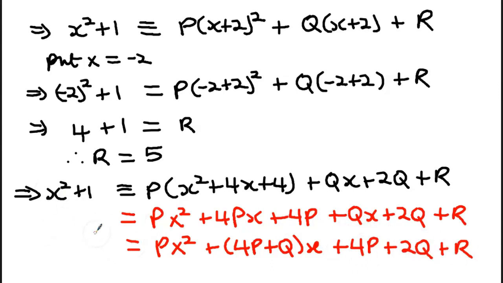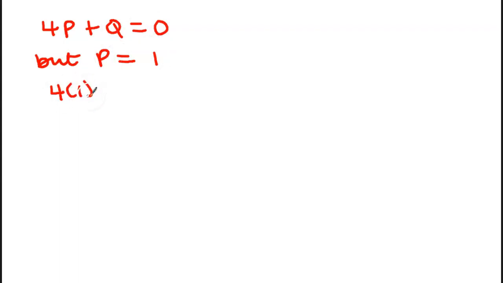So comparing the coefficients, let's begin with x squared. On the left hand side, the coefficient is 1. On the right hand side, the coefficient is p. So therefore p is equal to 1. Let's compare the term in x. On the left hand side, we don't have a term in x, so 4p plus q will be equal to 0. But our p is 1, so we have 4 times 1 plus q equal to 0. So q is minus 4.